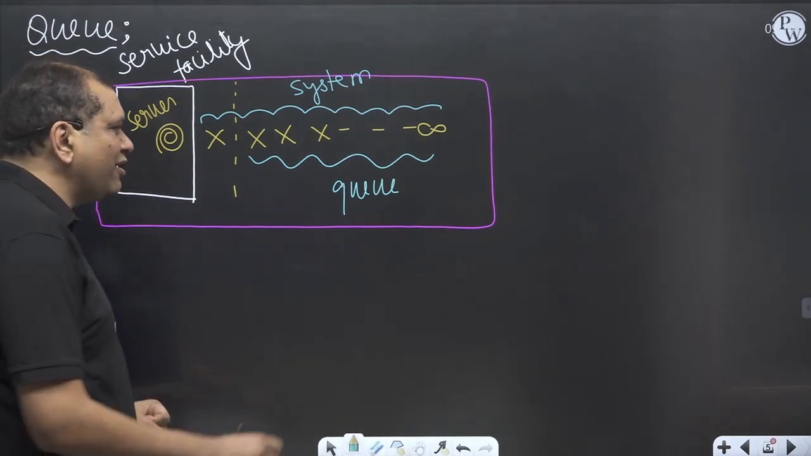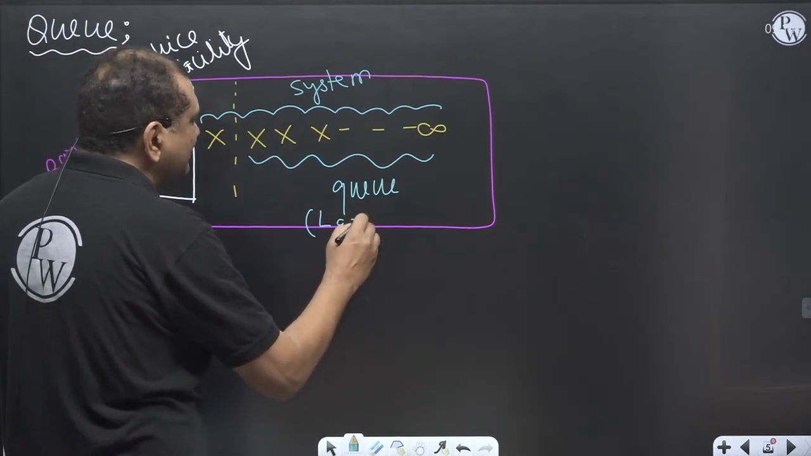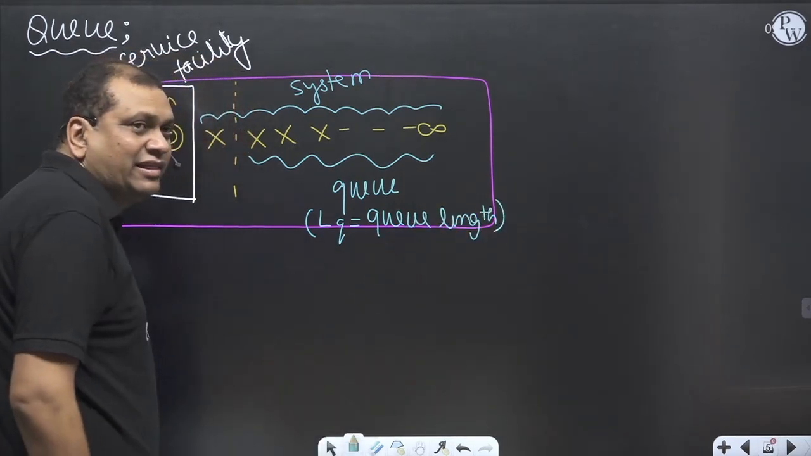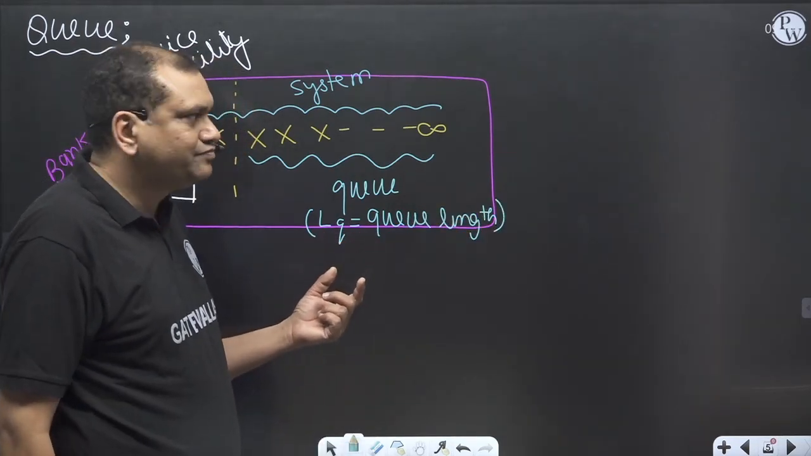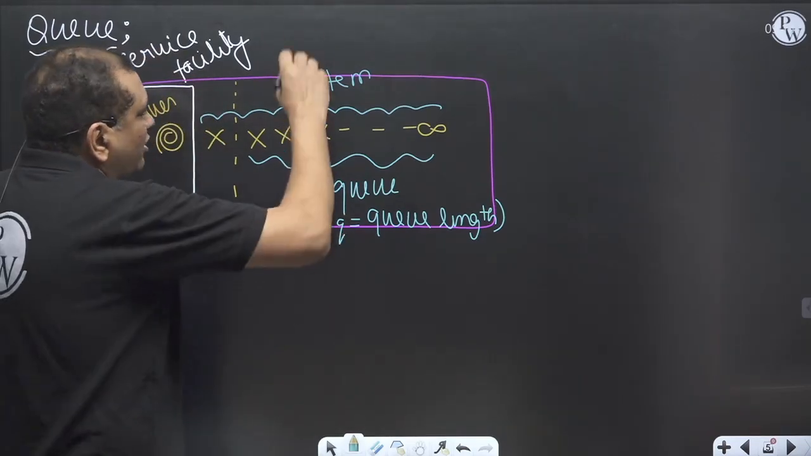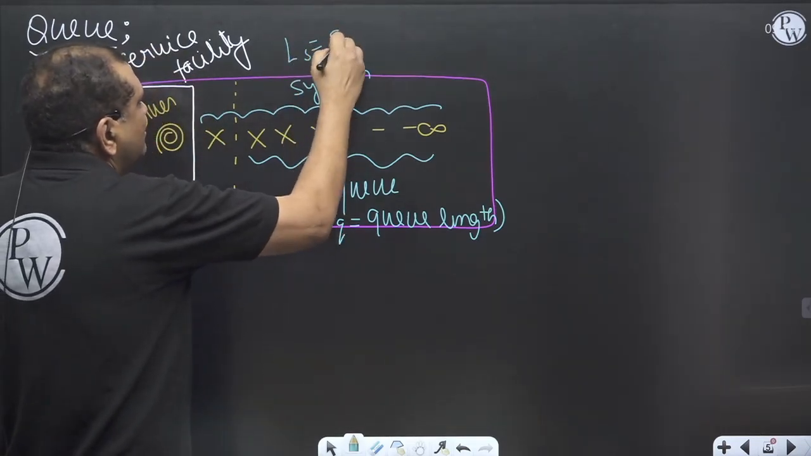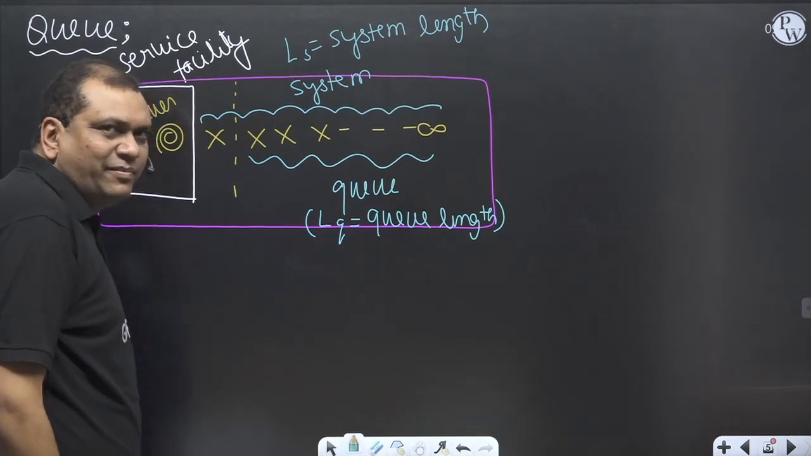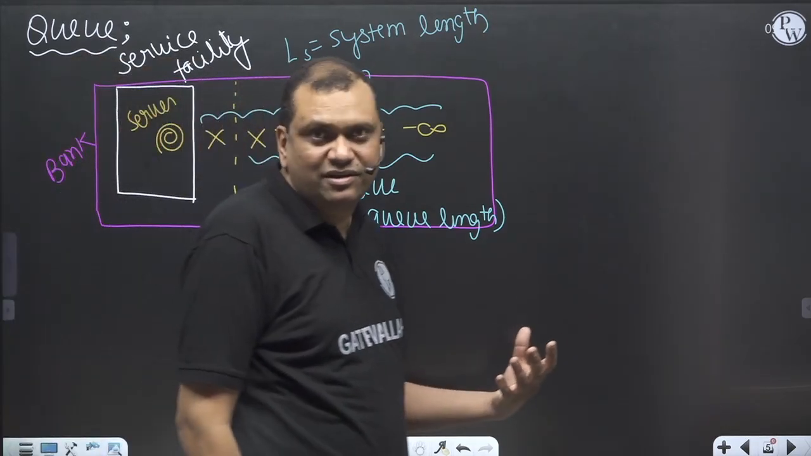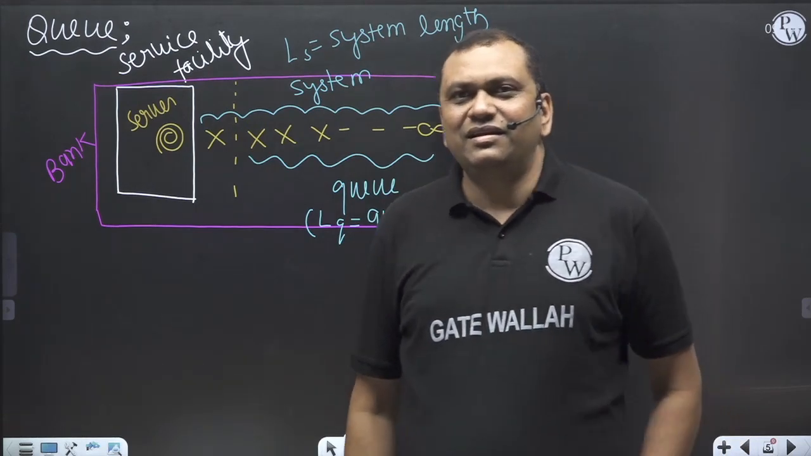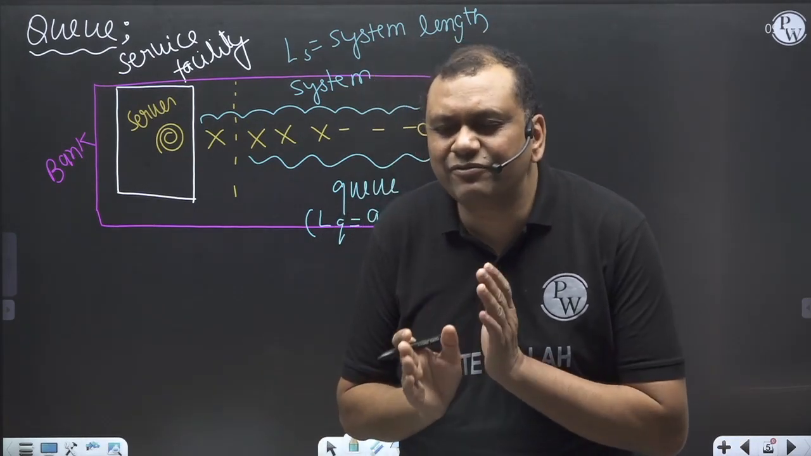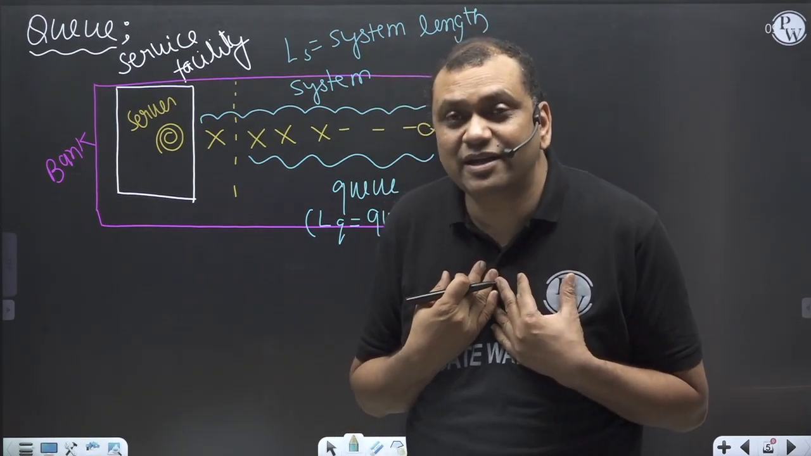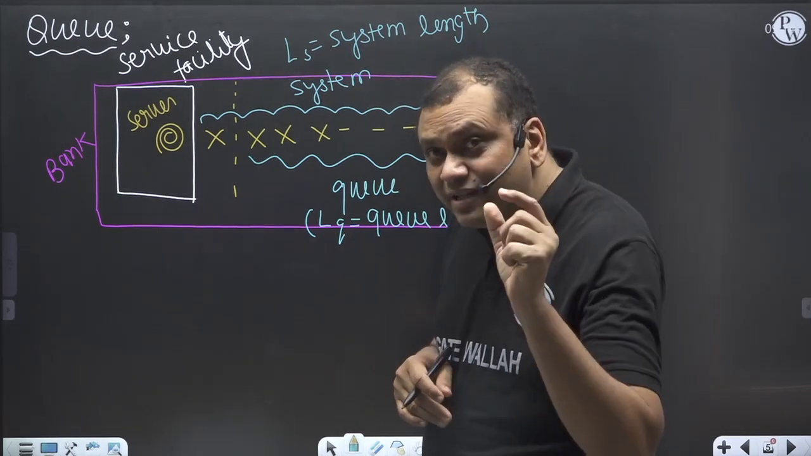The average number of people waiting in the queue is called the queue length. And the average number of customers in the system is called the system length. So including the customer being served, it is called a system. So everybody understood what is system and what is queue?